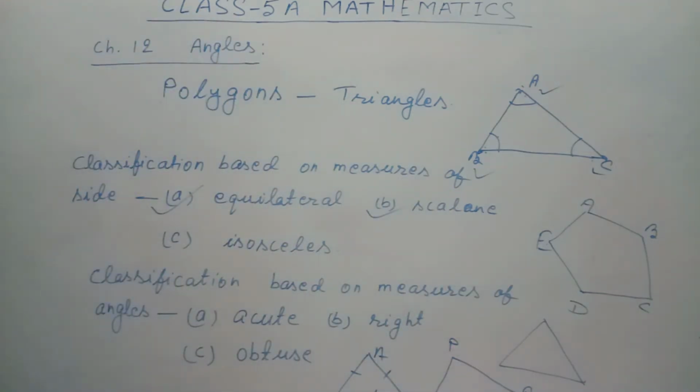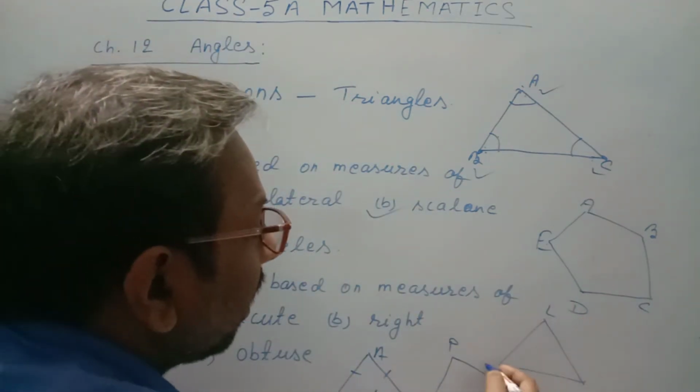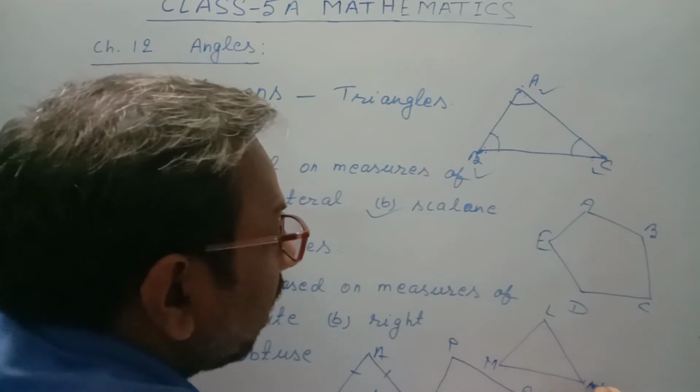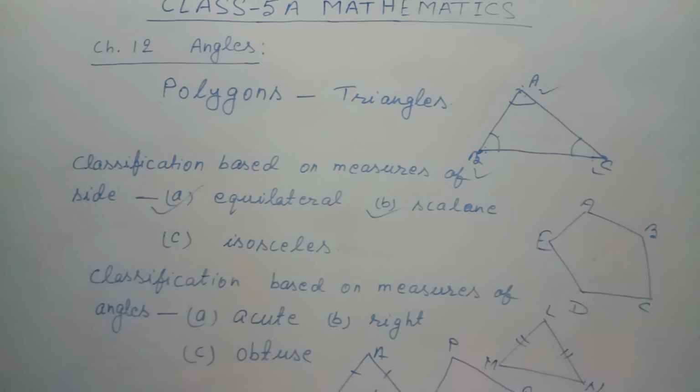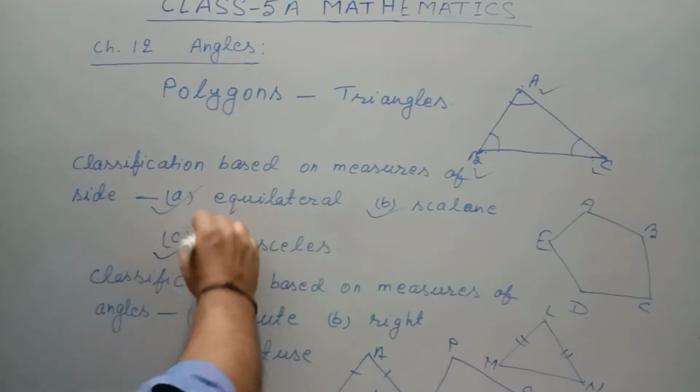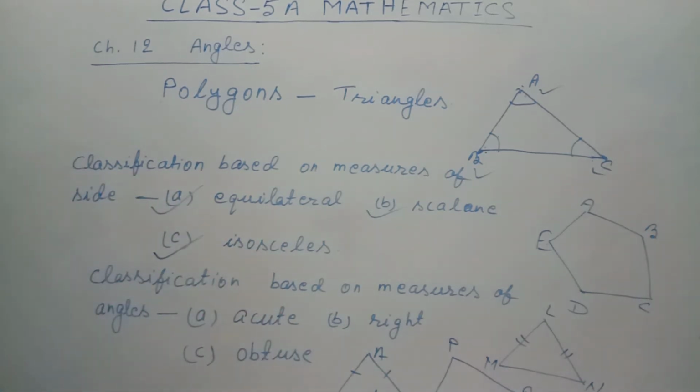In an isosceles triangle LMN, these two sides are equal. It means if any pair of sides, any two sides in a triangle are equal, then that triangle is called an isosceles triangle. Now the classification of triangles based on measures of angles.